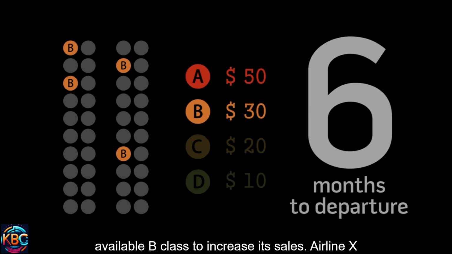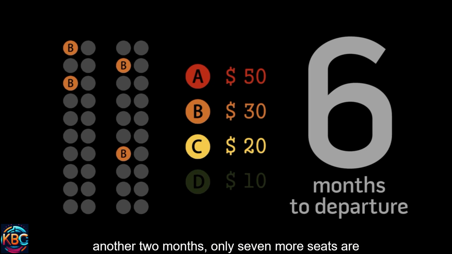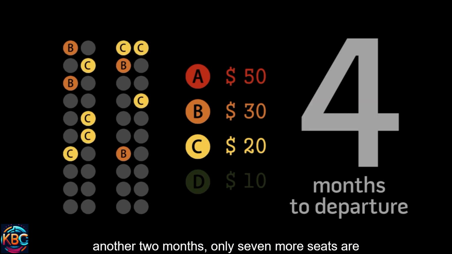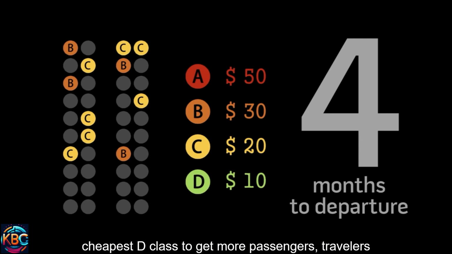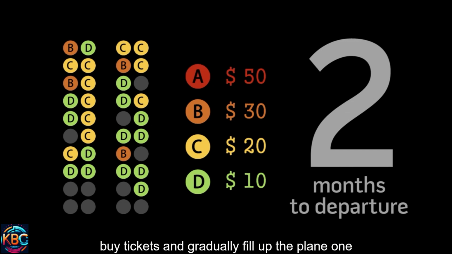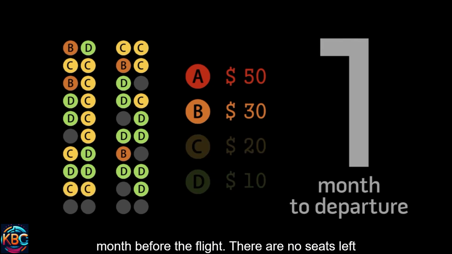To increase its sales, Airline X opens up some seats in C booking class. After another 2 months, only 7 more seats are sold, and that's when the carrier opens the cheapest D class to get more passengers. Travelers buy tickets and gradually fill up the plane. 1 month before the flight, there are no seats left in C and D booking classes.